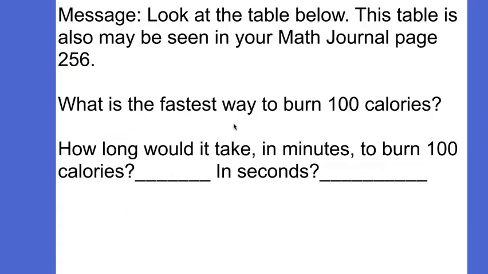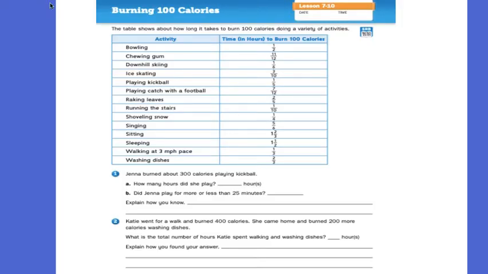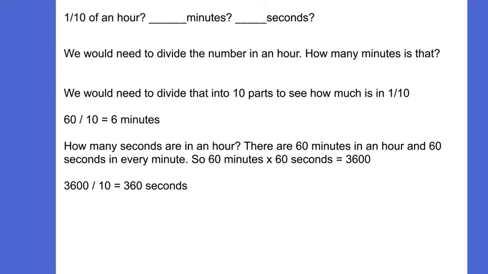Okay, your math message. Look at the table below and see what the fastest way is to burn 100 calories. Let's see. According to the table, I see that the smallest fraction of time is 1/10. So 1/10 of an hour is the smallest fraction according to the table that is on your Google form. So 1/10 of an hour. Well, what is 1/10 of an hour in minutes and seconds? Because that's what they asked us, right?